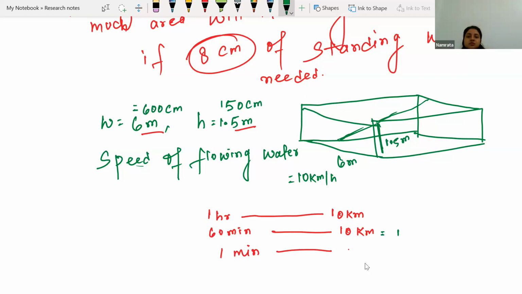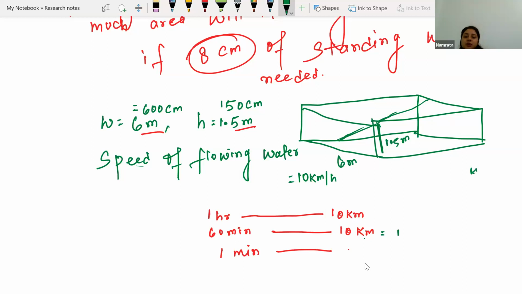We are just converting the unit. Now kilometer to meter. 1 kilometer is equal to how many meter? How to convert kilometer to centimeter directly? 1 kilometer to meter is 1000 meter. And meter to centimeter is 100. So we can directly multiply.